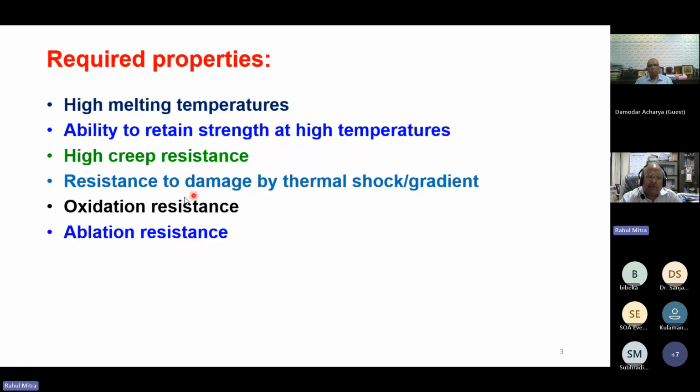Then it should resist environmental degradation by oxidation and ablation. This is another property which is very important for materials which are exposed to re-entry from outer space. They are exposed to very high temperature, and they are bombarded with particles. They should be able to survive under such conditions. Those are basically very extreme conditions.